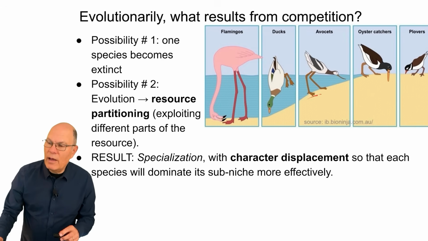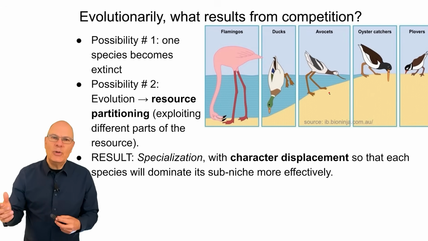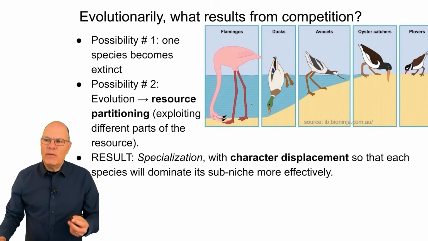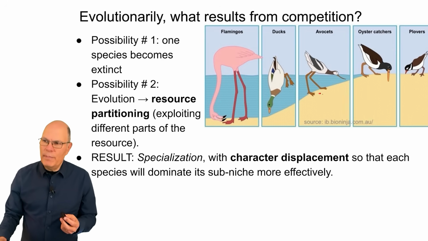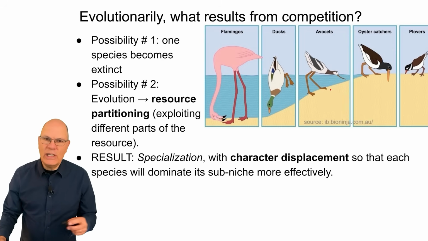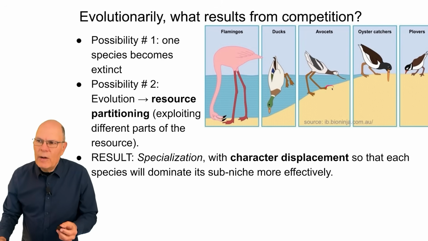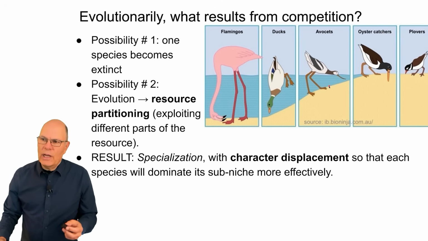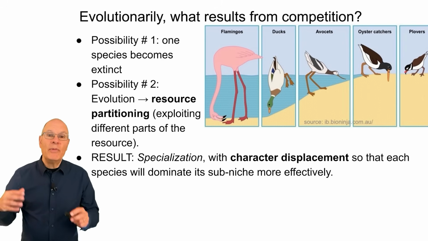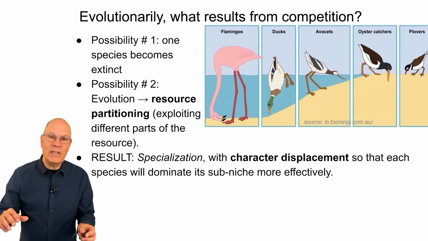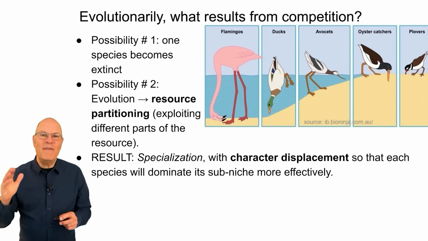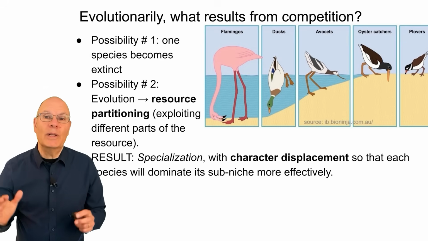Here we have the example of a variety of shorebirds, and you can see the character displacement, the different length of the legs, the different shape of the beaks. And what that does is that it enables each bird to exploit a different part of the resource, so that the avocets aren't really competing with the ducks because they're foraging in this part of the shoreline habitat, whereas the ducks are foraging over here, and the oyster catchers are actually on the sand and the plovers are higher up on the sand. So again, character displacements are the differences, and what they wind up with is species that can effectively exploit the resource that they were formerly competing for.